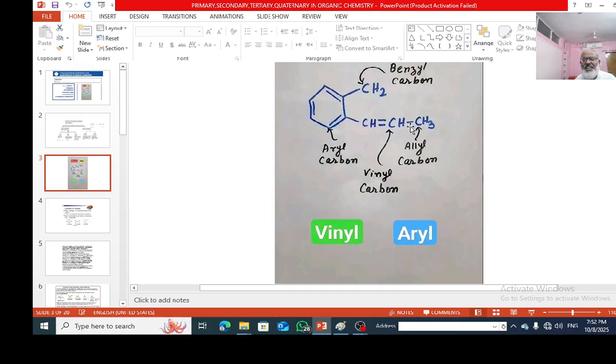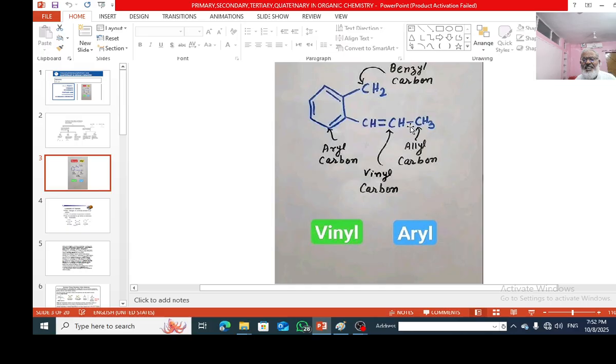Let us summarize. Each carbon of the benzene ring is known as an aryl carbon, and the carbon attached to this benzene ring is known as the benzyl carbon. The doubly bonded carbons, each of these, are known as vinylic carbons, and the carbon next to the double bond is known as the allylic carbon.